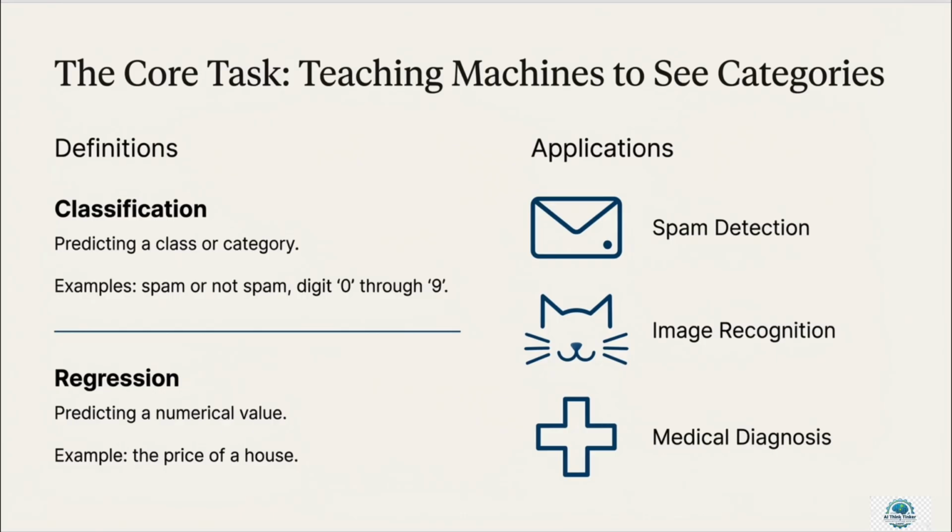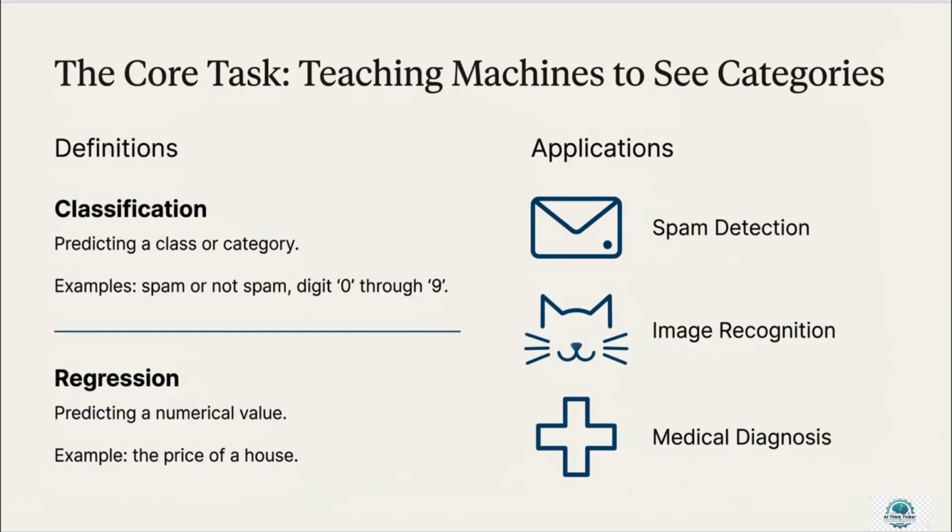Before we jump into the code, let's ground ourselves in definitions. In supervised learning, we primarily deal with two types of problems: regression and classification. In a previous video, we looked at regression, which is all about predicting a specific numerical value, like estimating the price of a house based on its square footage.